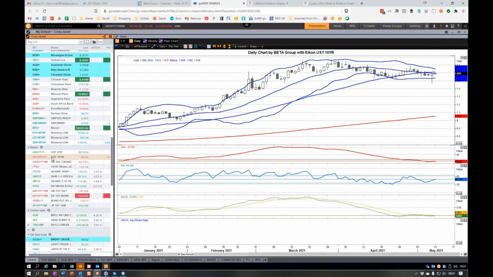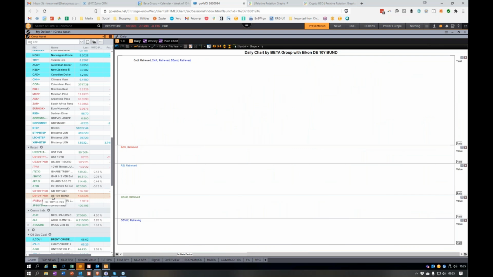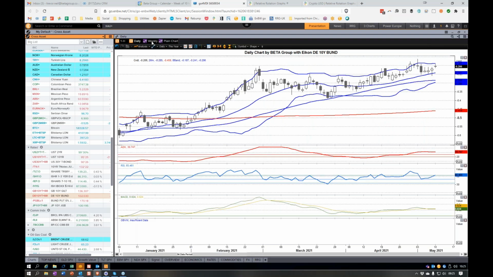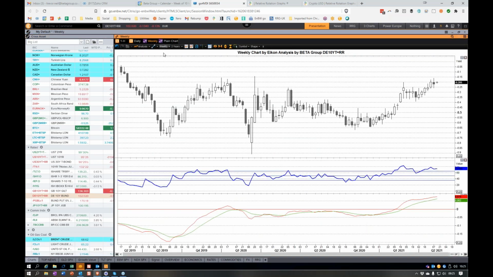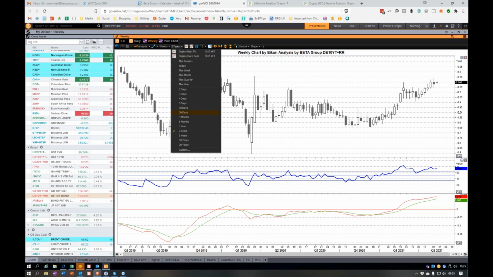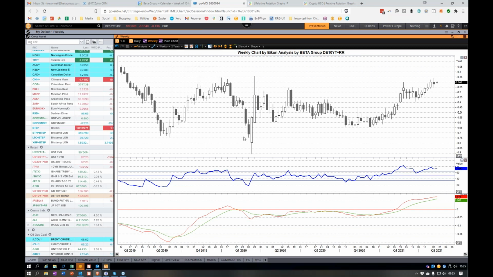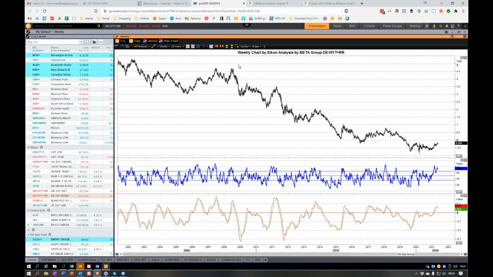But if I may, I'd like to answer a different question, which is the German 10-year note. Let me go to a weekly chart of this, and let's go back for the last 20 years on it. Now this is a matter of how you draw this trend line, but a lot of my colleagues are drawing it like this, which I think is entirely fair.